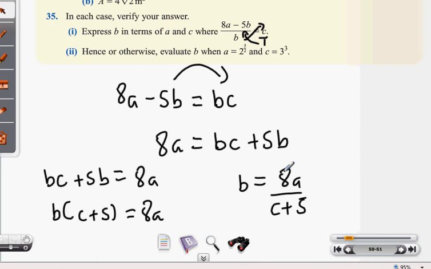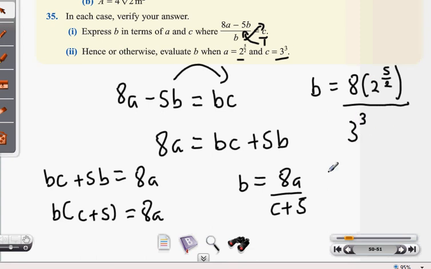Now, part 2 of this question asks you to calculate the value of B when A is 2 to the power of 5 over 2 and C is 3 to the power of 3. So all we have to do here is put 8 in here, put 2 to the power of 5 over 2 into the bracket where A was. Then we know C is 3 to the power of 3 and that's going to be plus 5.